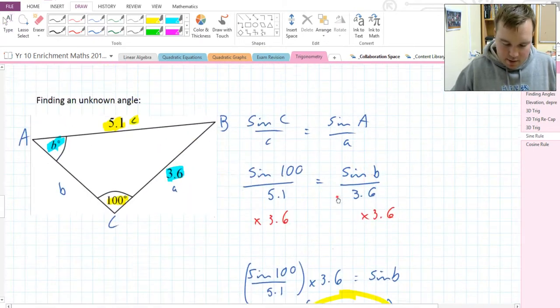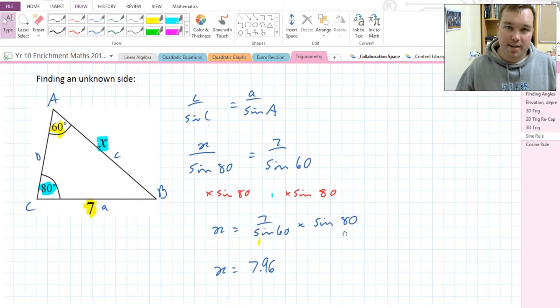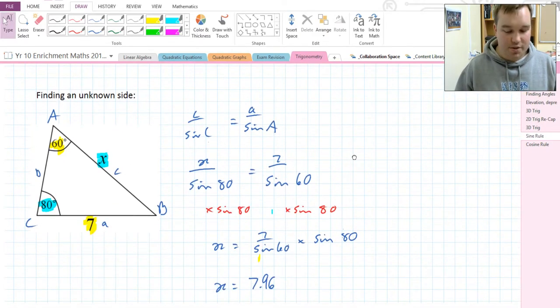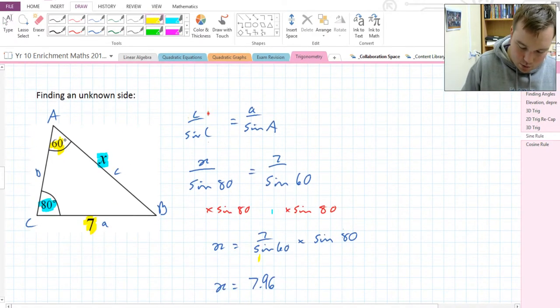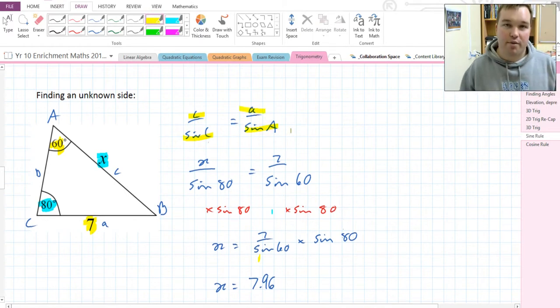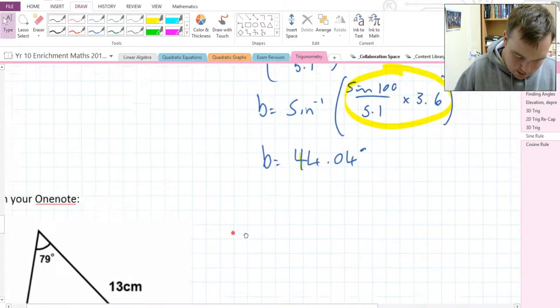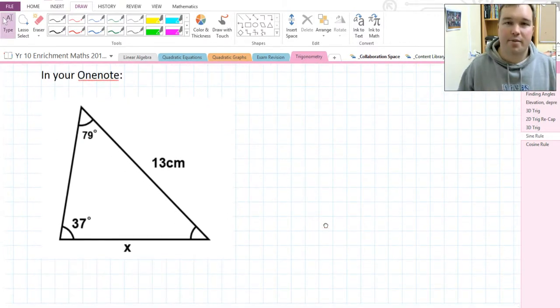Important thing is, when solving these, label the sides, identify what you have. You should have 3/4 of the equation. Each one of these is a quarter. 1, 2, 3, 4. You should have 3/4, and then it's a matter of solving for the 4th quarter. In your OneNote, please solve for that side. Thank you very much.